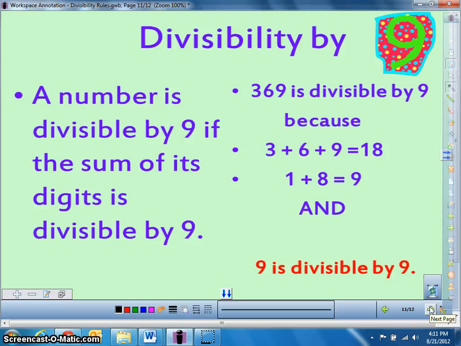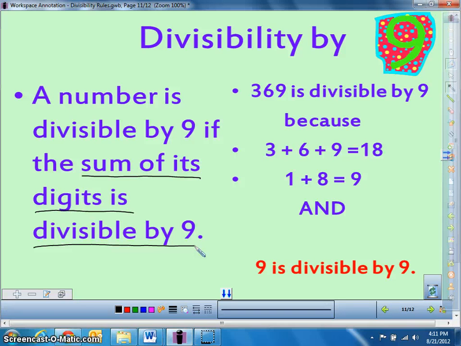Divisibility by 9. This one is just like 3. A number is divisible by 9 if the sum of its digits is divisible by 9. So just like we did with 3, we're going to take the digits, add them up, get the sum, and see if that number is divisible by 9.